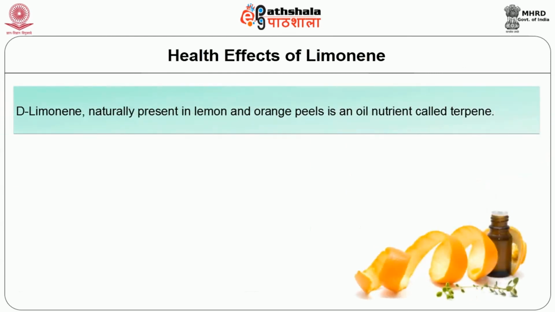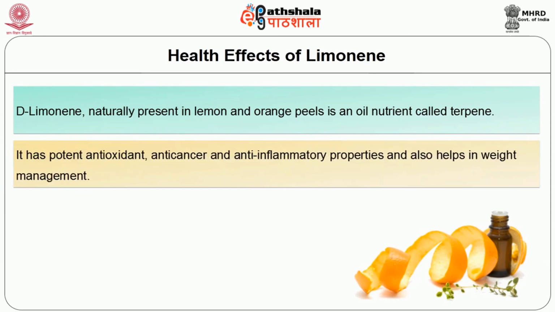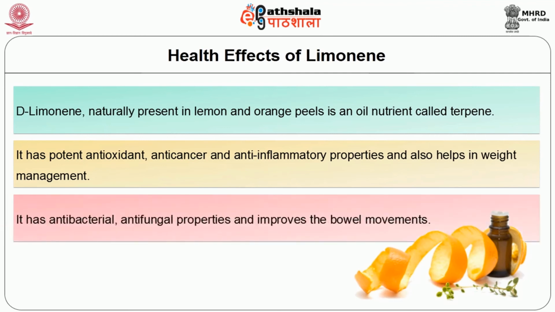D-limonene, naturally present in lemon and orange peels, is an oil nutrient called terpene. It has potent antioxidant, anti-cancer and anti-inflammatory properties and also helps in weight management. It has antibacterial, antifungal properties and improves bowel movements.